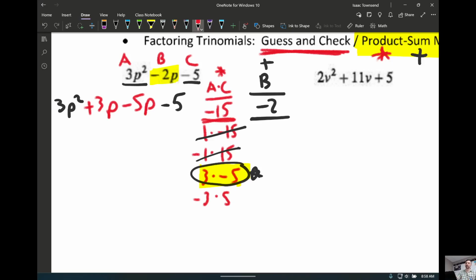Okay, so I did all of that to make the B term look different. Why do you think this might be better than this?